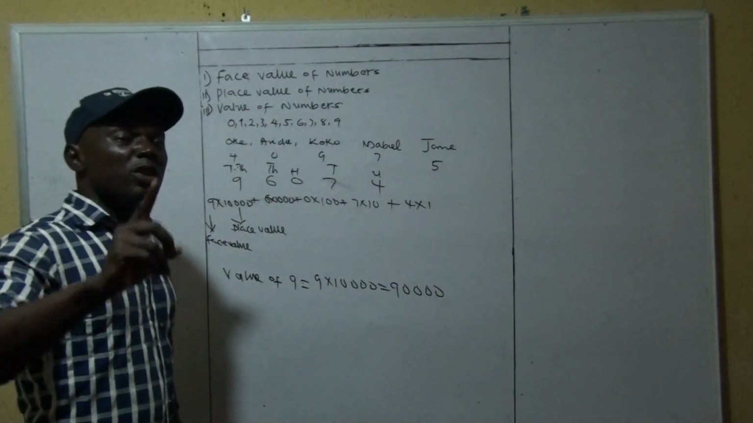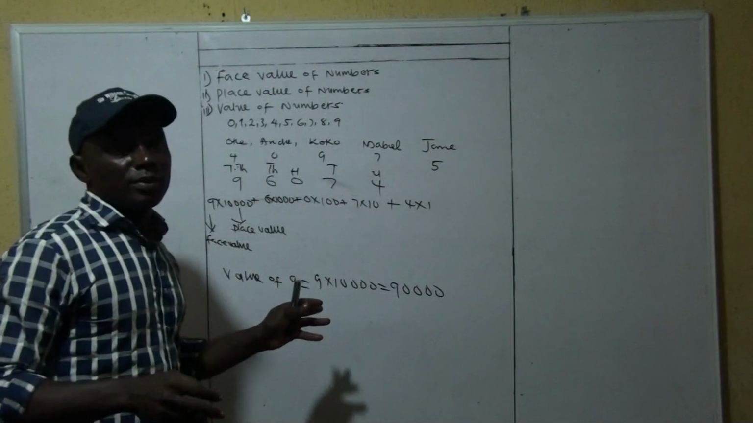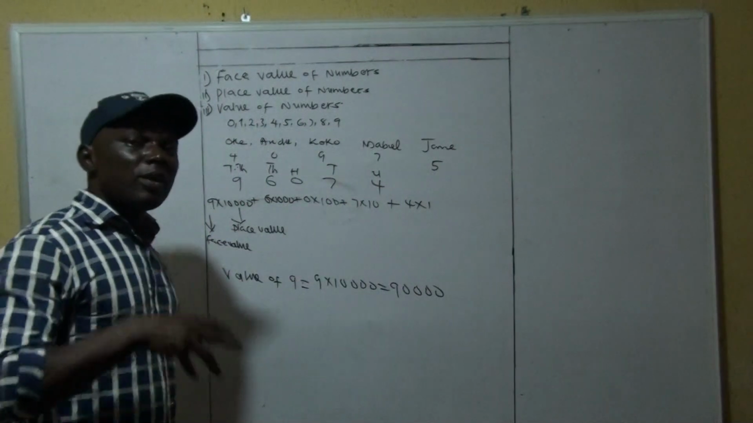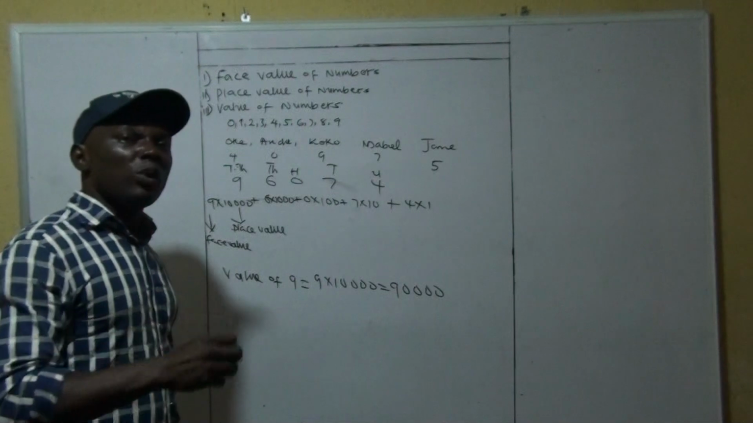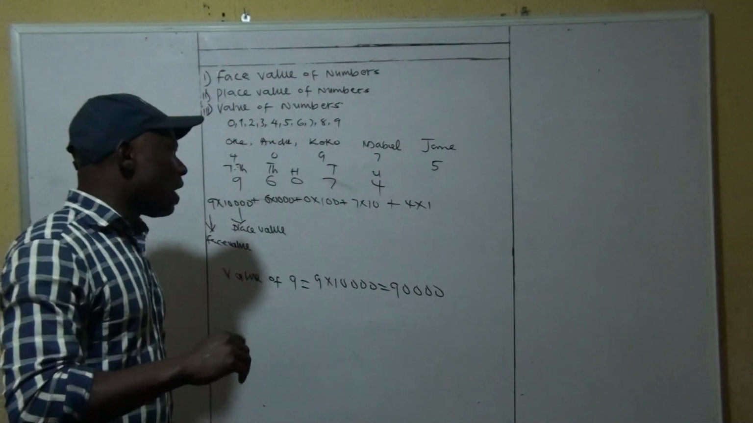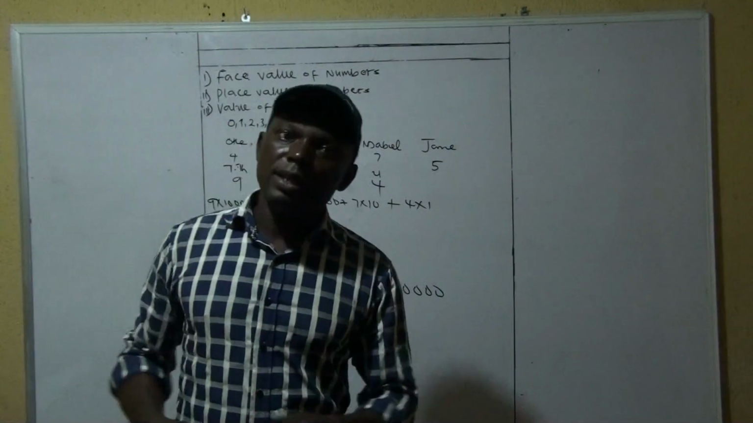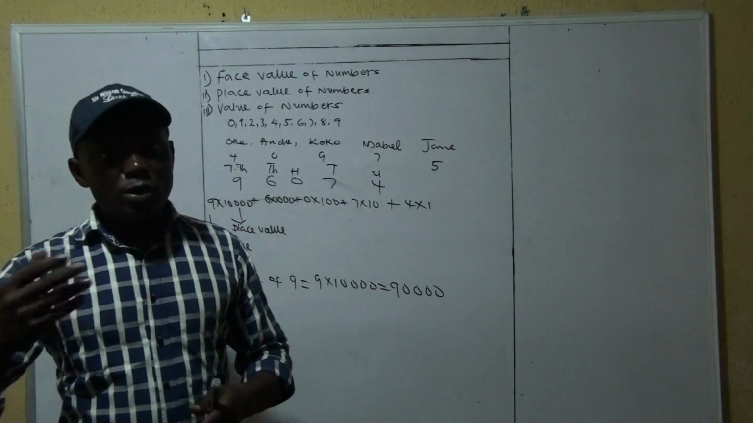The place value is just the position the number is standing. It has nothing to do with the face value. But the value has to do with both the face value and the place value. It's the product of the face value and the place value. I just want to clarify this fact so that you know that there's a difference between face value, place value, and value.